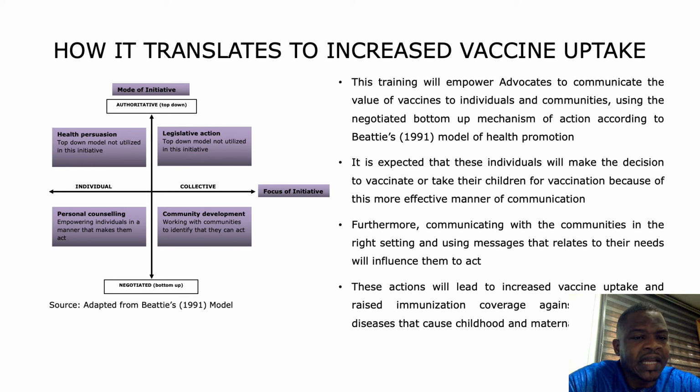And then we would also, as mentioned earlier, engage the community. So there will be a community development approach. So we believe that this negotiated bottom-up approach would then lead to empowering the members of the population, empowering these advocates to communicate, and also members of the communities to take up vaccines. And then we believe that when we do this, people will then make that decision to vaccinate their children because of this more effective way of communication.